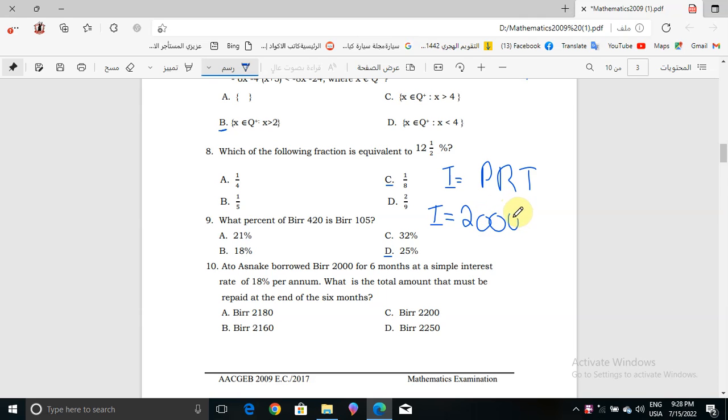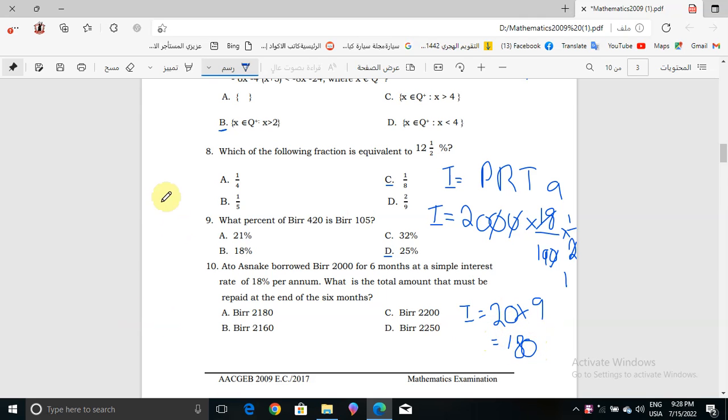I is equal to 2000 times the rate, 18 over 100, times the time. For the year, we have 6 months, that means half a year, that means 1 over 2. Okay, now cut here by 1, here by 9, then cut 2 zeros by 2 zeros, then 20 times 9. I is equal to 20 times 9, which is 180, right?